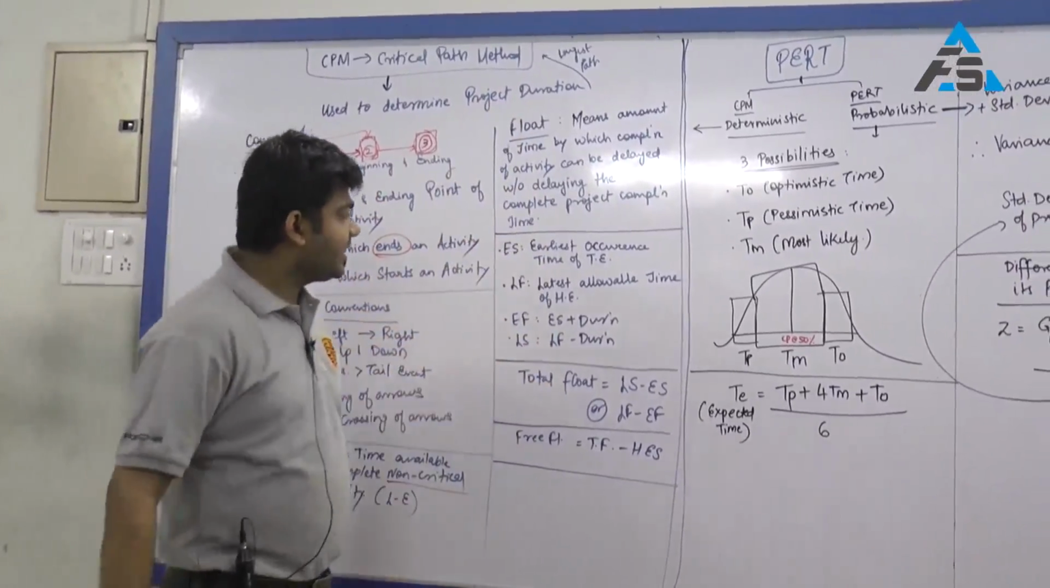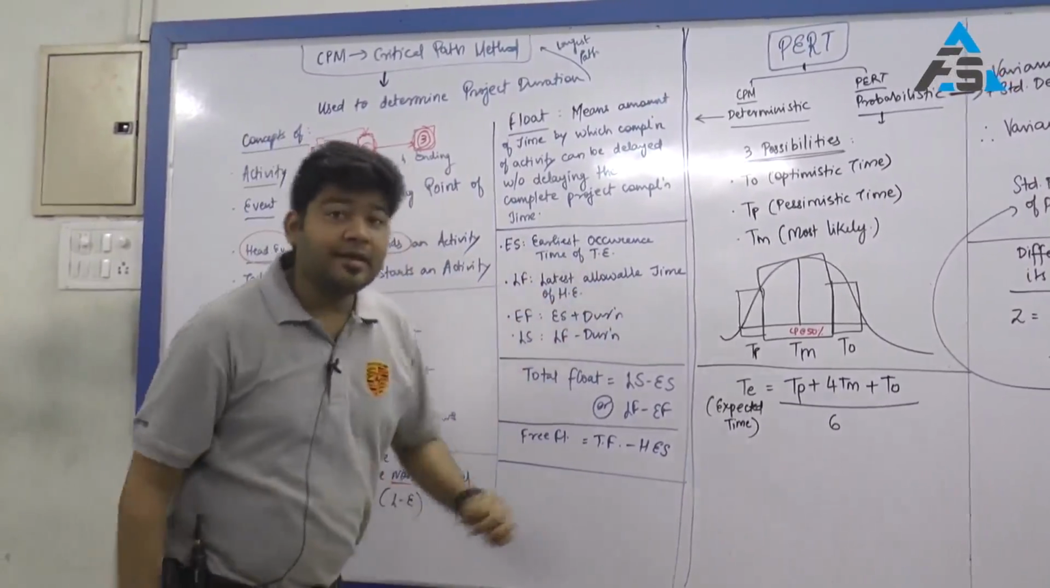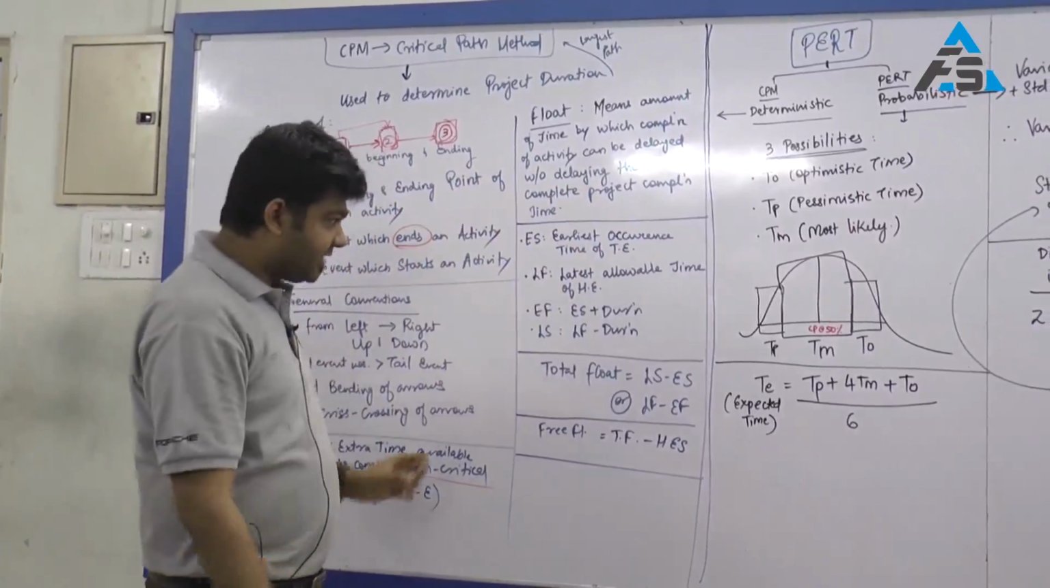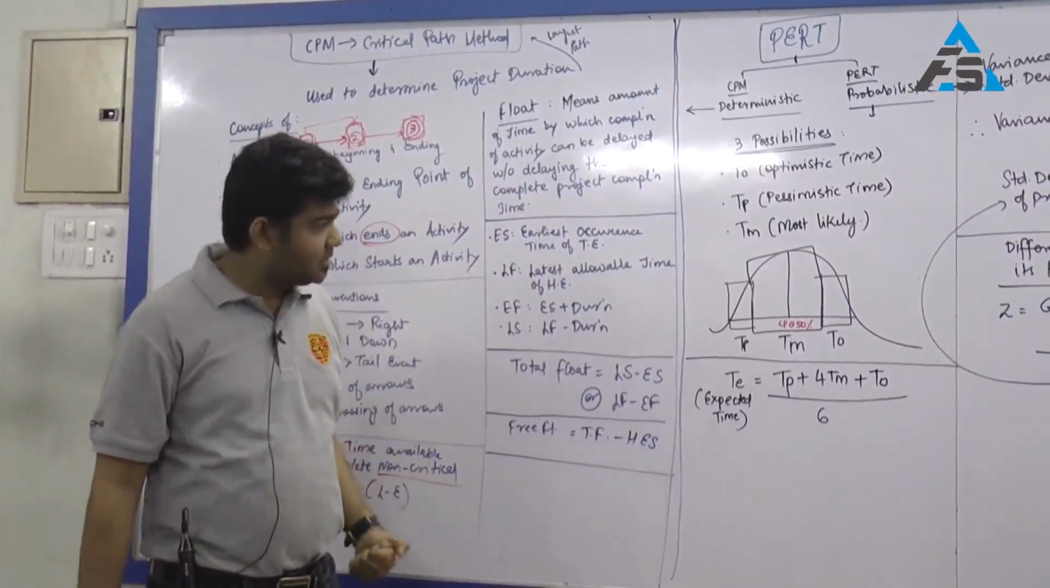Certain concepts to be kept in mind. ES, the earliest occurrence time of the tail event. So here, the earliest occurrence time of the tail event should be mentioned. That obviously will depend on the question that is given to you.